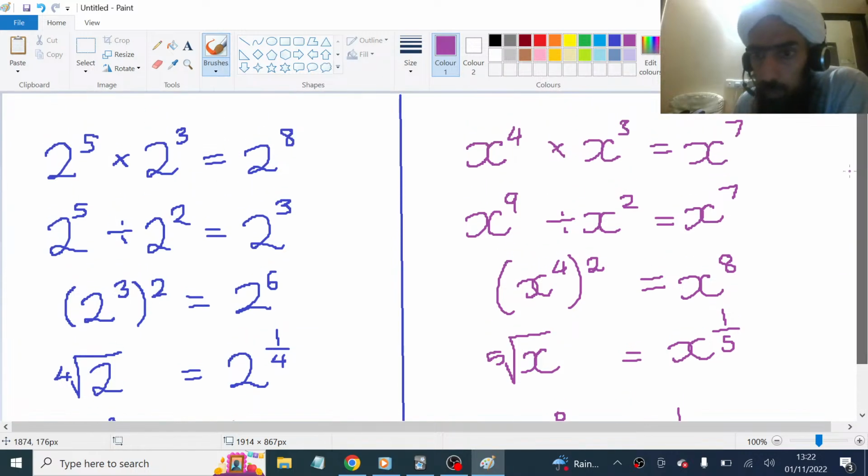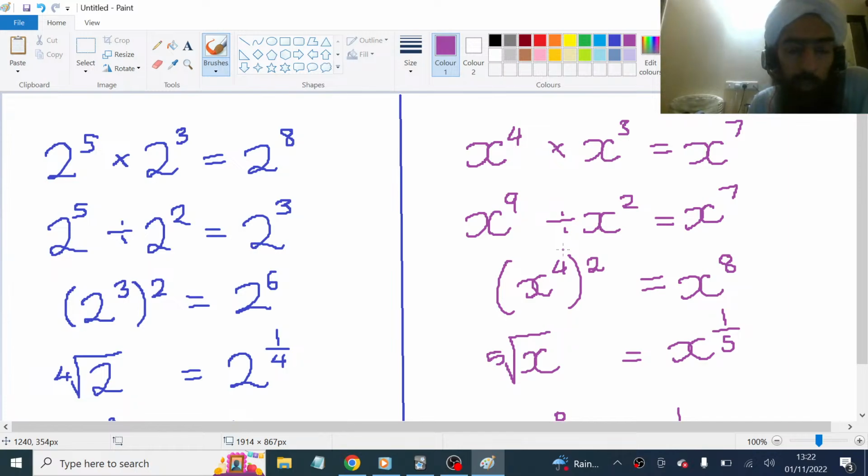So they're the basics. Try to memorize them, try to make sure you're clear on them, and then we'll do some examples in the next lesson, which are at a higher level.